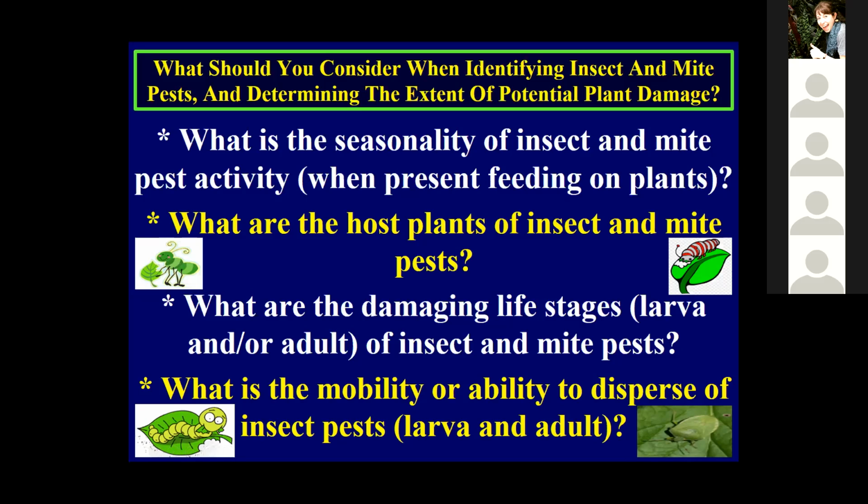Okay. And then the fourth one is, what is the mobility or ability to disperse of insect pests? A lot of insect pests are going to move either by flying or by wind currents. The larvae bagworms are caught in wind currents. We call that ballooning, and that's how they get on plants. Where the adults are dispersing basically by wings, because the adult moths have wings. Okay, so it's always important to kind of look at seasonality, the host plants, the damaging life stage, and the mobility of the designated insect pests. Got that? Let's move on.